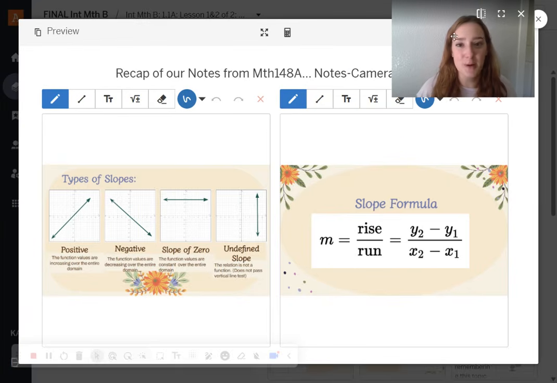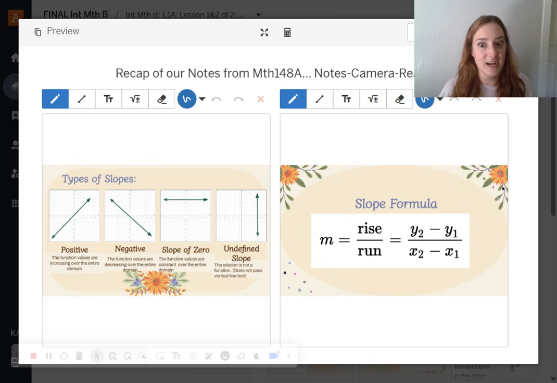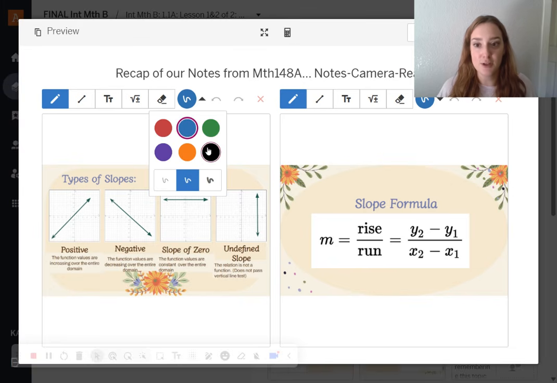We're on slide 4. This is a recap from our notes in Math 1A. Again, this is a recording, so we can't add this to our Engagely with the Note Camera React. It's okay. Next time I see you guys, we will add this to our Engagely notes. This is just a recap of different types of slopes.